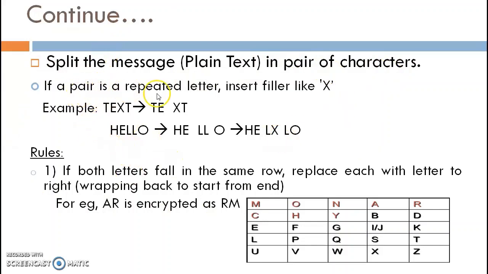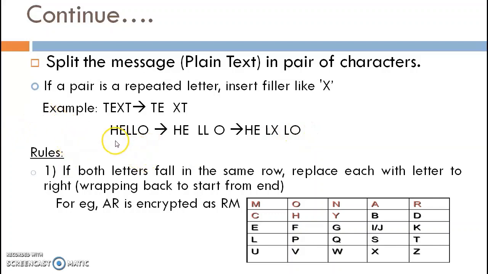For that, if a pair is a repeated letter, then insert the filler letter like that. For example, if our plain text is TEXT, then it is formed as TE and XT. If our plain text is HELLO, then we put it in pairs of two characters like HE, LLO. Here LL are the same, so we put the filler letter X. So the pairs in the plain text become HE, LX and LO.